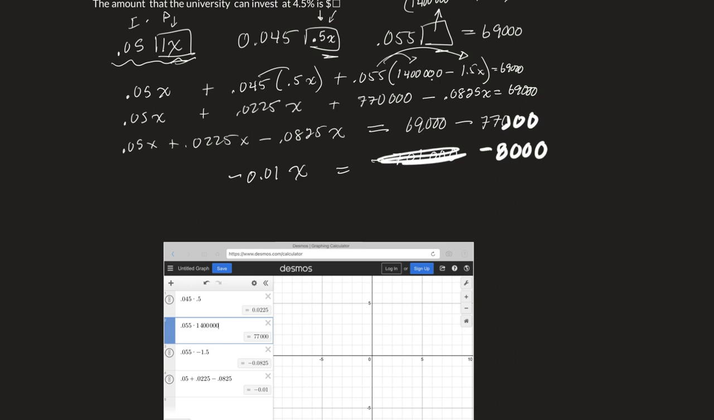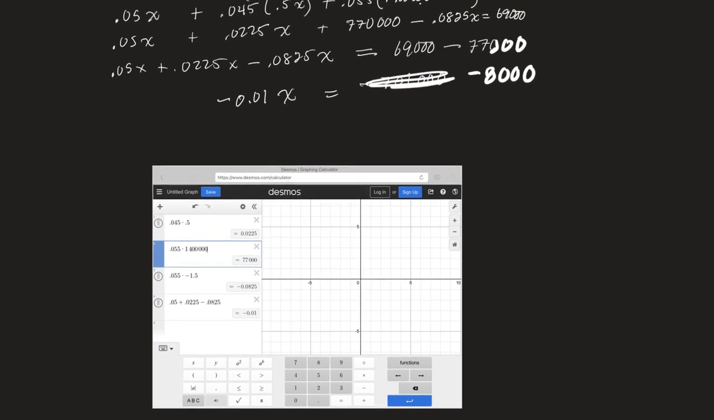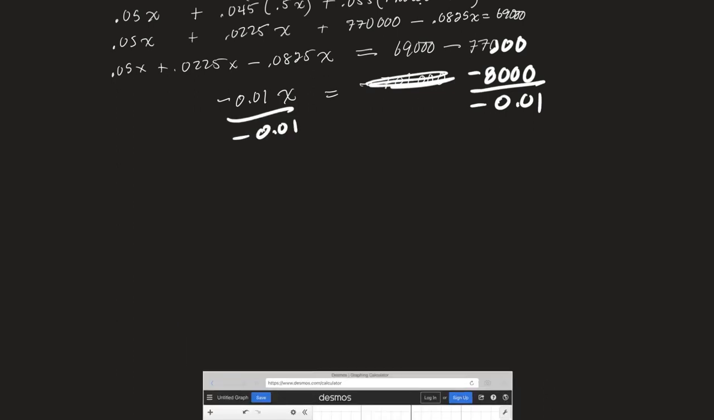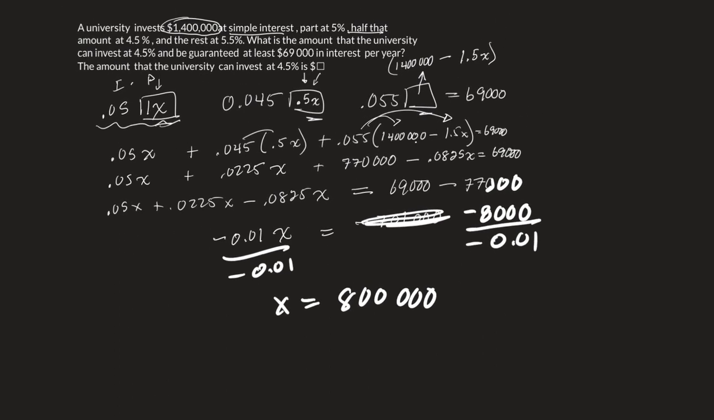Is that right? Yep. Okay, so now I have to divide both sides by negative 0.01. Negative 8,000 divided by negative 0.01 is 800,000. Okay, so x is 800,000.